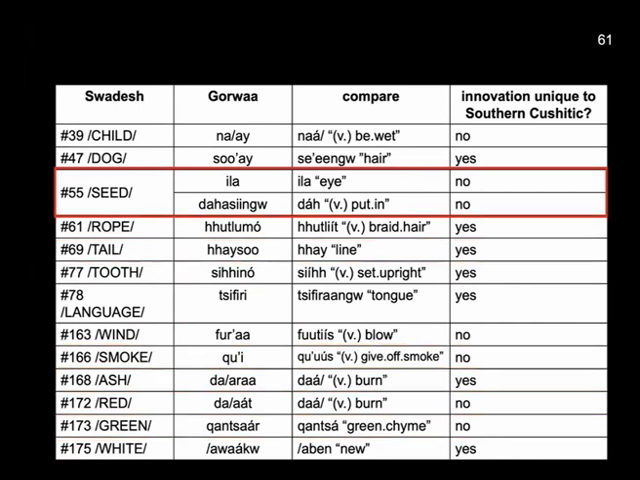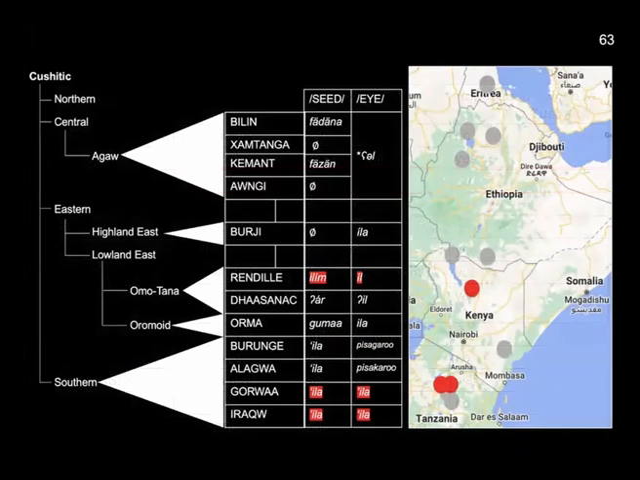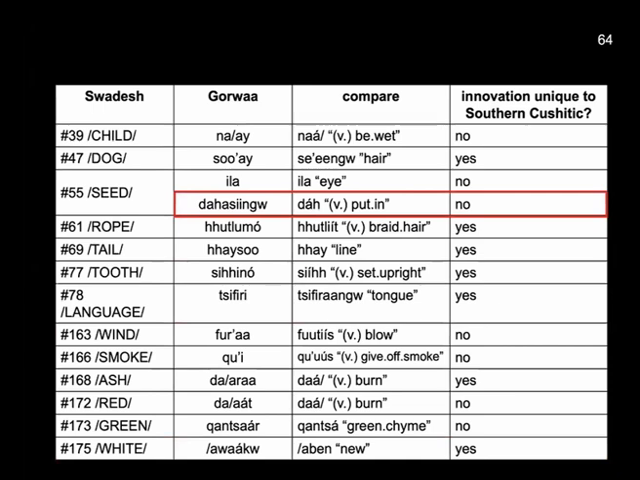So starting with seed, we can see that Gorwaa has two forms of interest. One is illa, which is equivalent to the form in Gorwaa for the word for eye. And we can see the same pattern in words for eye and seed in Rendile. So we can see that this isn't restricted just to southern Cushitic. We have the same sort of pattern in Rendile.